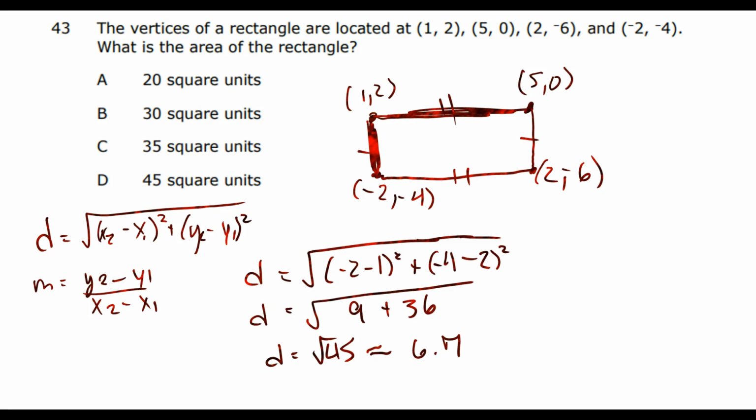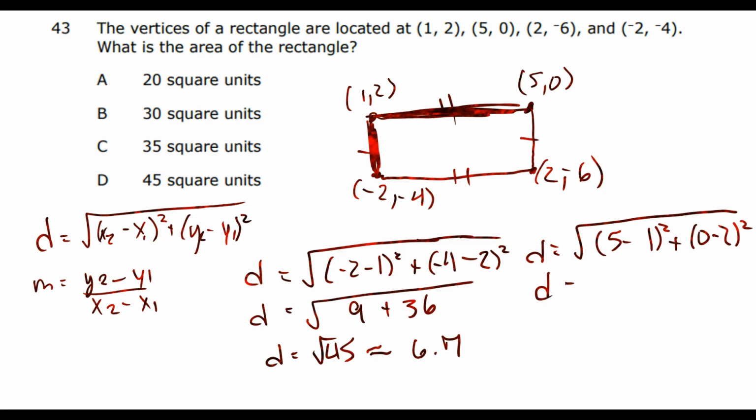All right, then I do the same thing here. I need to find the distance between this side right there. So d is equal to the square root of (5 minus 1) squared plus (0 minus 2) squared. 5 minus 1 is 4, so 4 squared is 16. 0 minus 2 is negative 2, and negative 2 squared is 4. So I get d is equal to the square root of 20, which is approximately 4.5.